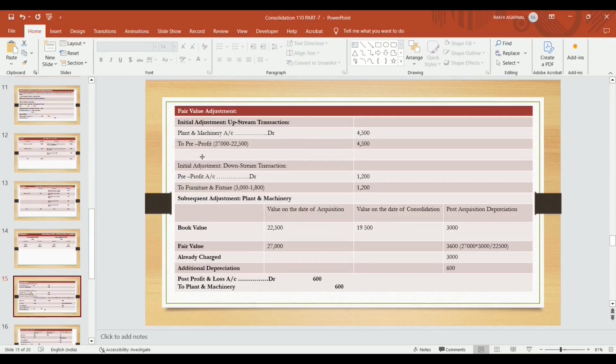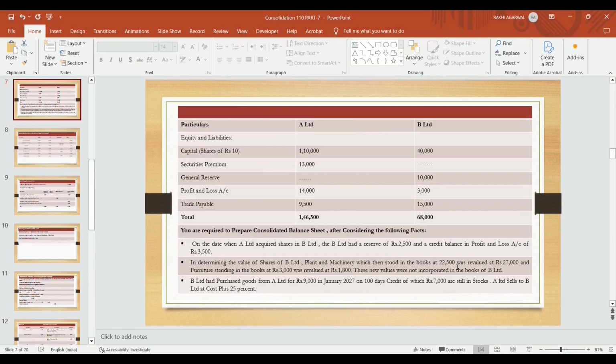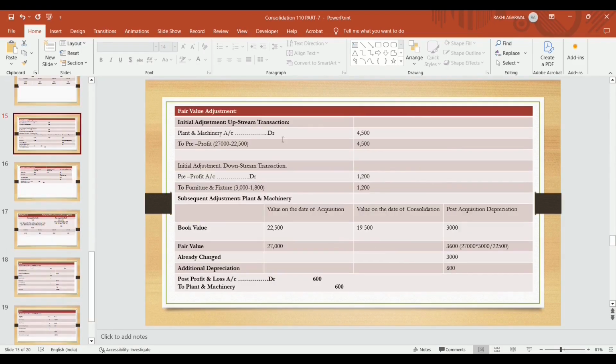Fair value adjustment. Plant machinery account debit, that is 4,500, because previously the balance in the books was 22,500 at the time of acquisition and the fair value becomes 27,000. The effect is not given in this consolidated financial statement; we have to give the effect of that. So plant machinery account debit, because this fair valuation is done at the time of acquisition, it will affect the pre-profits. So plant machinery account debit to pre-profits.